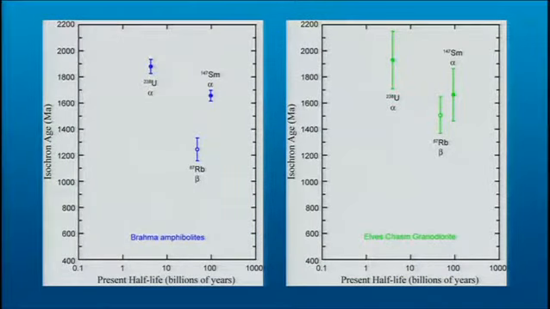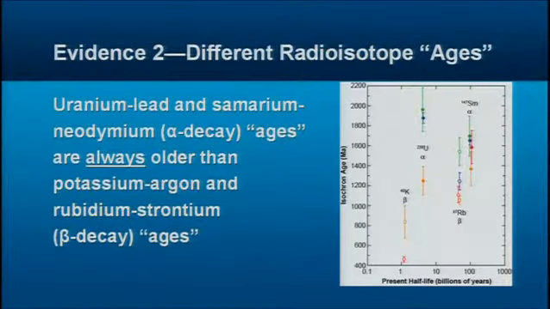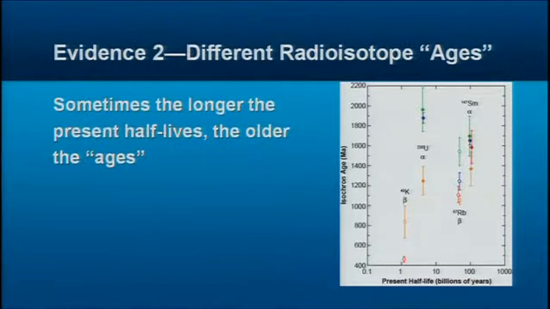Now you see, if this was a random thing happening, you wouldn't have those patterns. We see the same in these other 2 rock units. The rubidium is always less than the uranium, the beta is always less than the alpha, the uranium and samarium. And that's what we found. The uranium and samarium-neodymium ages, the alpha ages, are always older than the potassium-argon and rubidium-strontium beta decay ages. And sometimes the longer the present half-lives, that's the greater, the slower the decay rate, the older were the ages.